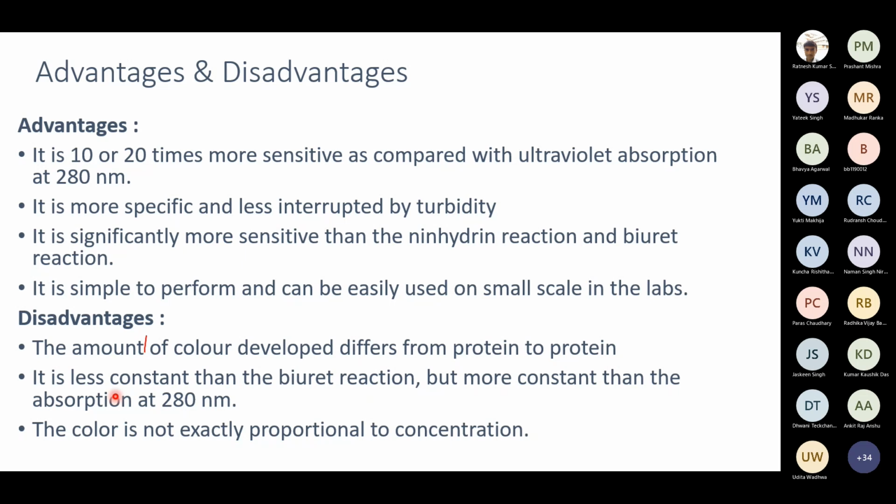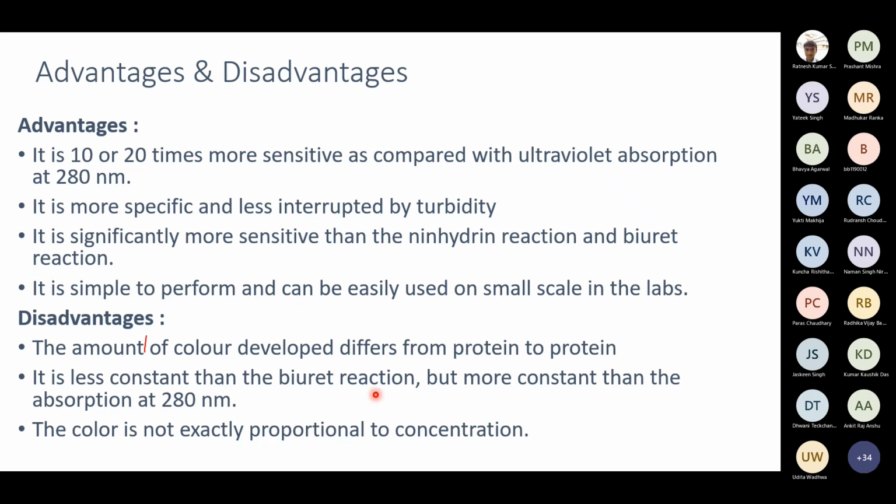So the absorbance generally varies from protein to protein. So you need a standard curve for that protein before you take absorbance of the unknown. Next, it is less constant than the Biuret reaction. The Biuret reaction basically involves the reaction of peptide bonds with copper ions, and a blue purple color is formed within that reaction.